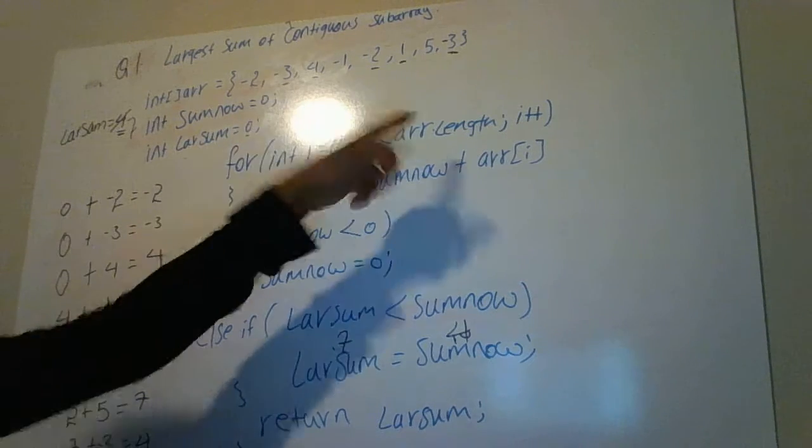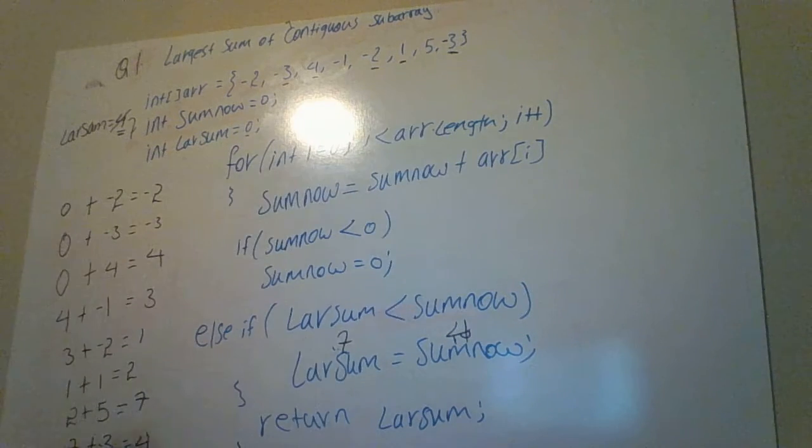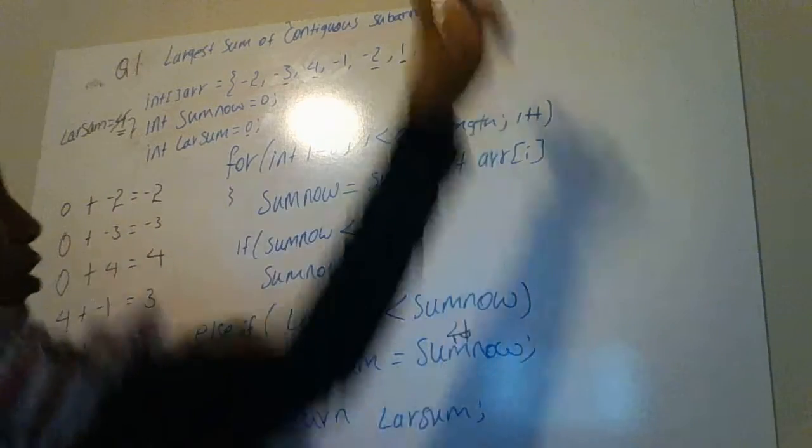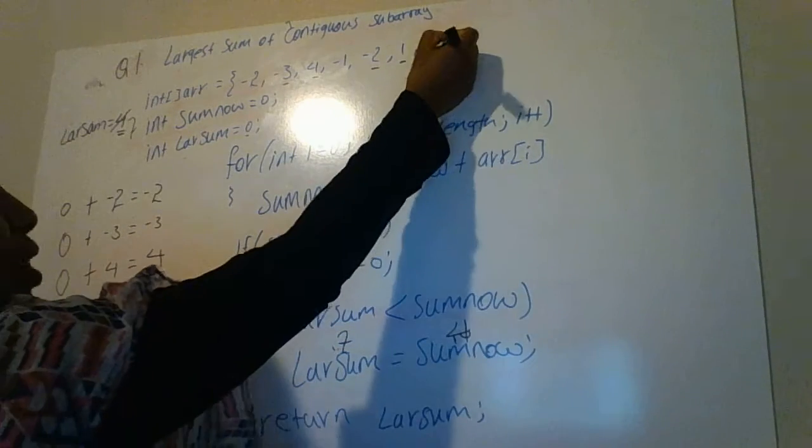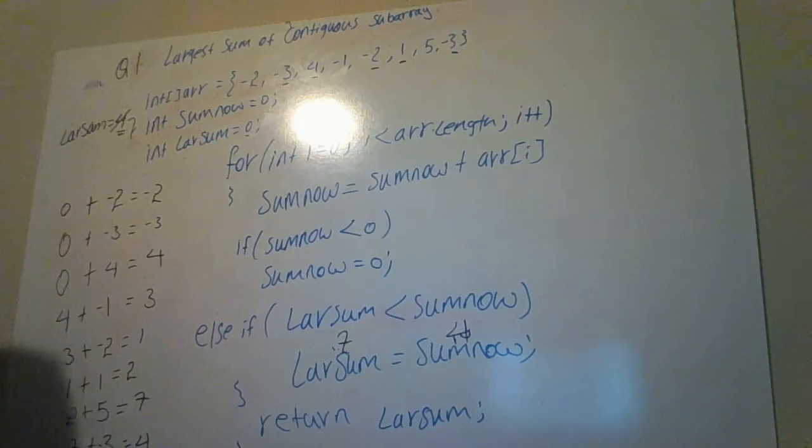But if it's +3, we would return 10. If it was -3, we would return 7. Sorry if I'm confusing it, but this is question number 1.